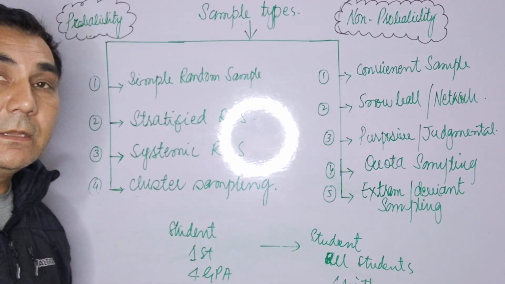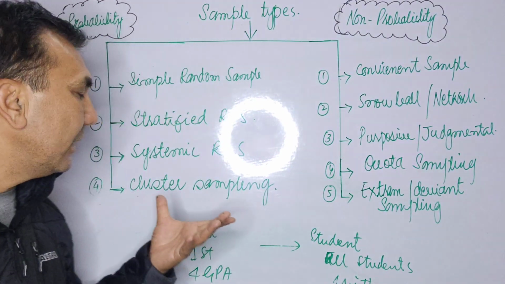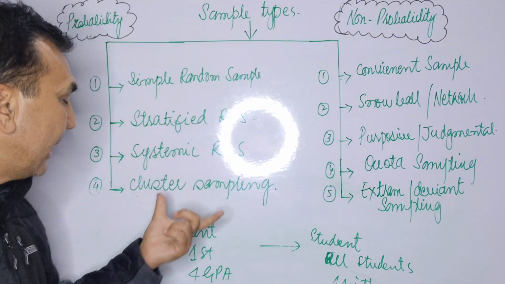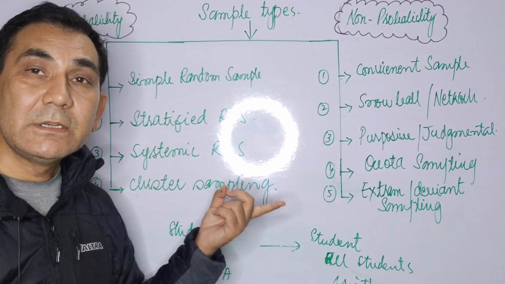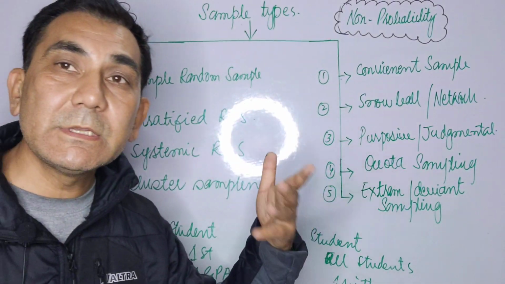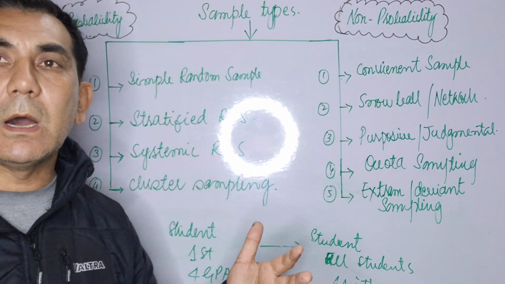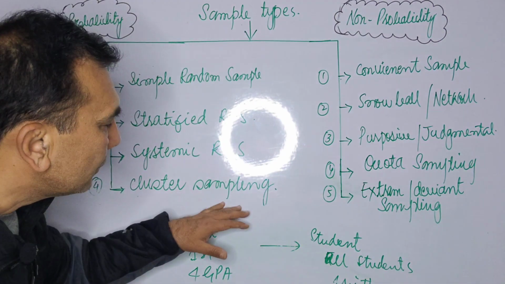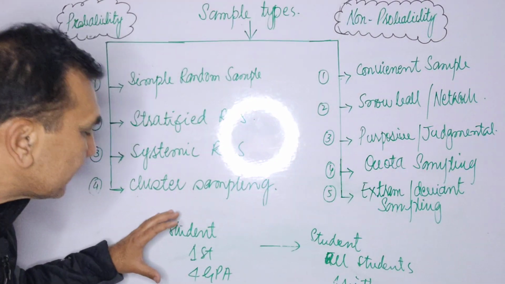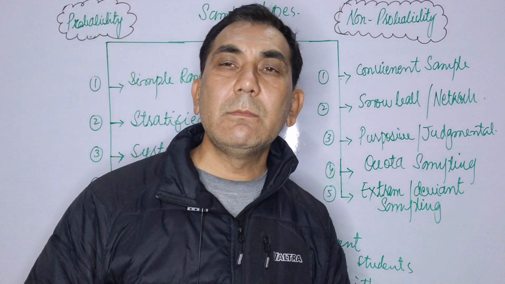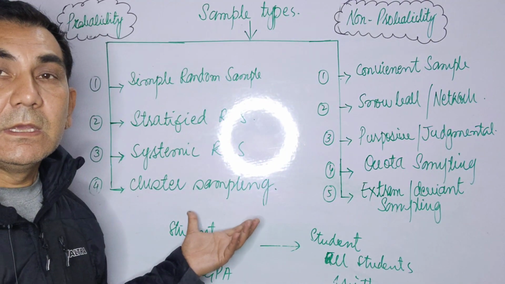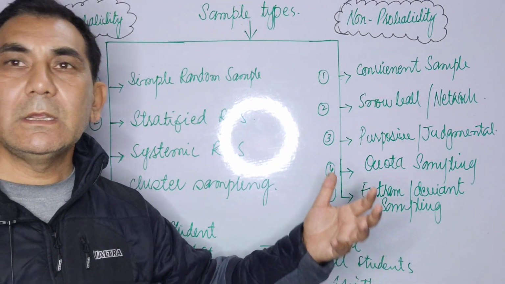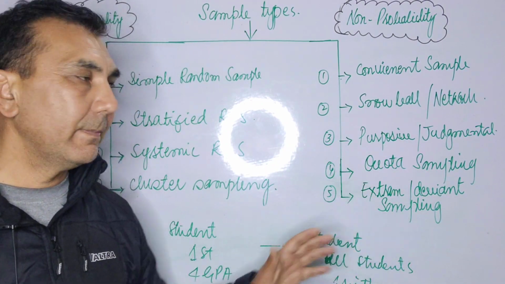And cluster sampling is used where the frame is not available, meaning the list of the people or the list of households is not available. Then we go to use cluster sampling. In cluster sampling we can also use multi-stage sampling. In the first stage we can select the cluster, and then we go for systematic or random sampling in the second stage.